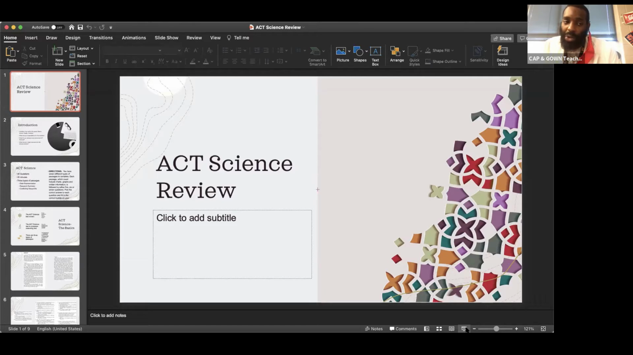So what we're going to do, we're going to take our time to go through and identify a couple of passages. When I click on a certain passage, just by looking at it, I want you to help us identify if it's a data representation, a research summary, or conflicting viewpoints. I want you to tell me how you know that it is that type of passage. Okay.